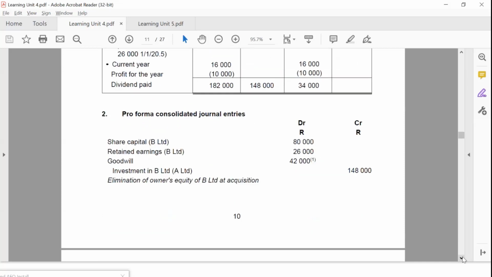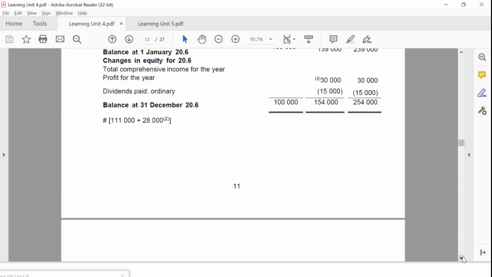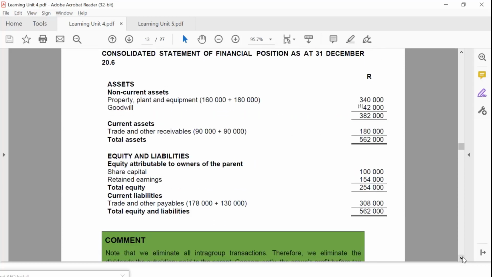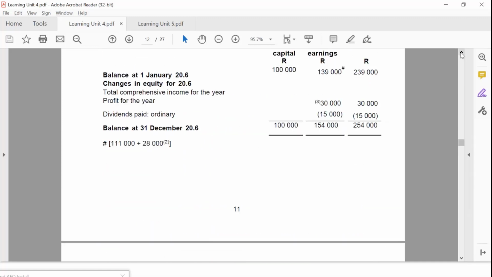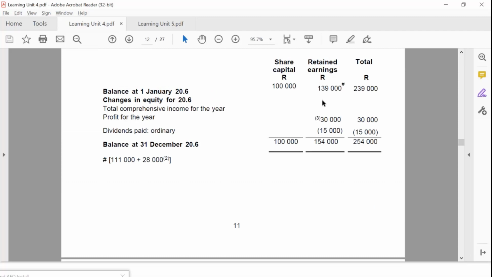And then the statement of changes in equity: the 154,000 is also coming straight from the statement of changes in equity. So if you prepare the statement of changes, or you do a rough calculation of the statement of changes in equity, you will be able to get the 154,000. It's the beginning amount plus the profit for the year minus the dividends. So you get 154,000.